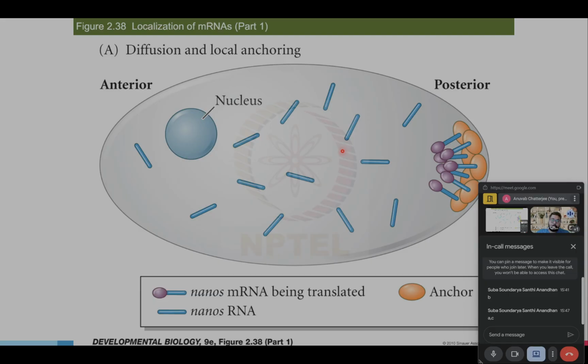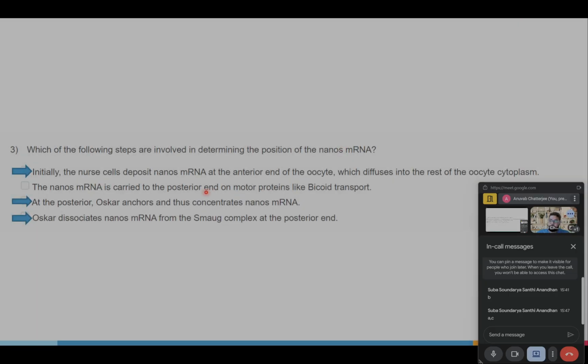So three things occur. The first, the nurse cells deposit the nanos mRNA and it diffuses throughout the cytoplasm. Oscar anchors the nanos mRNA to the posterior end, and Oscar dissociates the nanos mRNA from the SMAUG complex so that it can actually be translated into nanos protein only at the posterior end. So we have a posterior pole of nanos, and not nanos being translated in the entire cytoplasm.